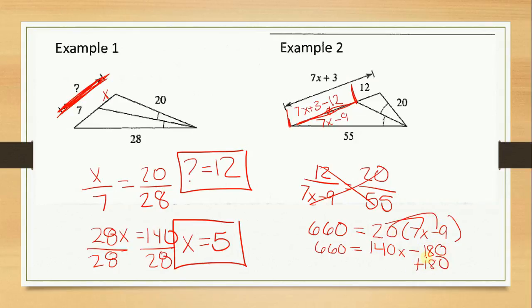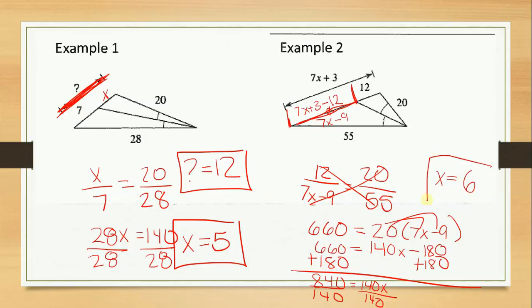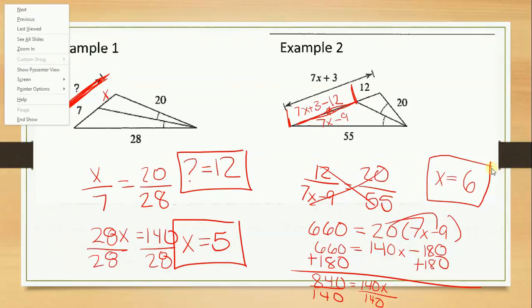Let's add the 180 to both sides. I'm going to run out of room here. 840 right there equals 140x. Gotta divide by 140. So x can equal 6. Oops.